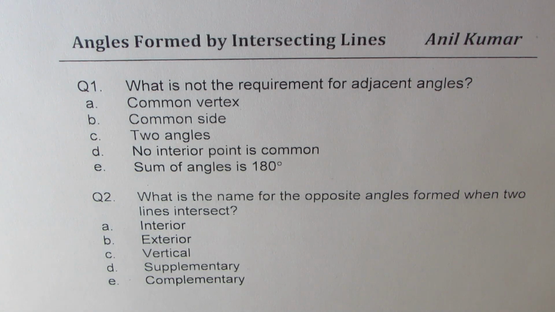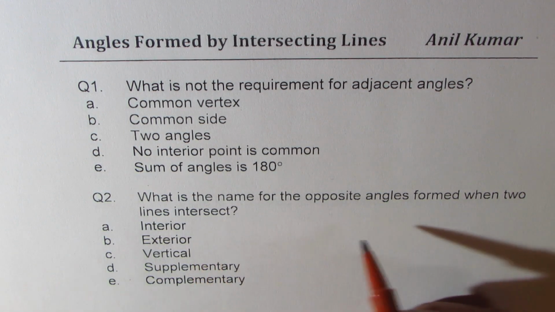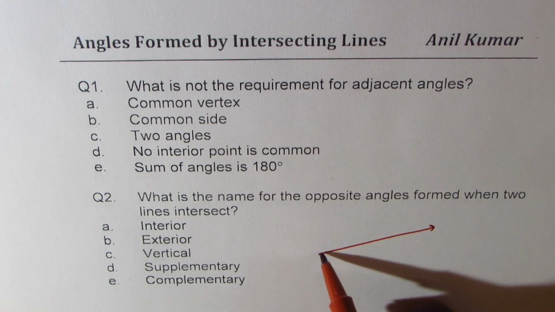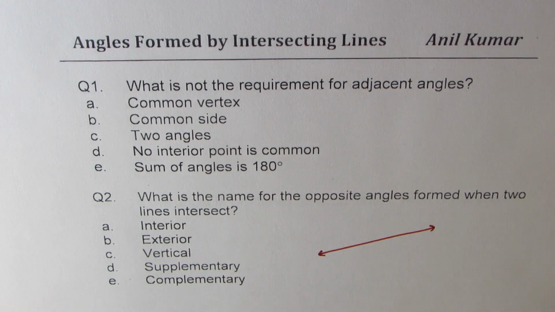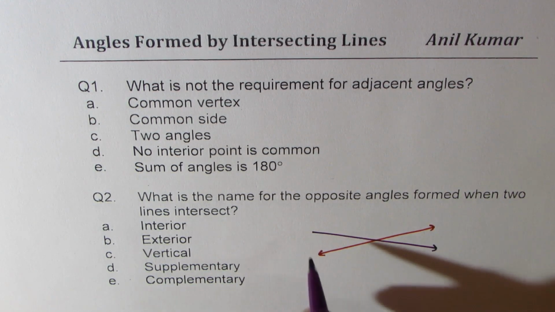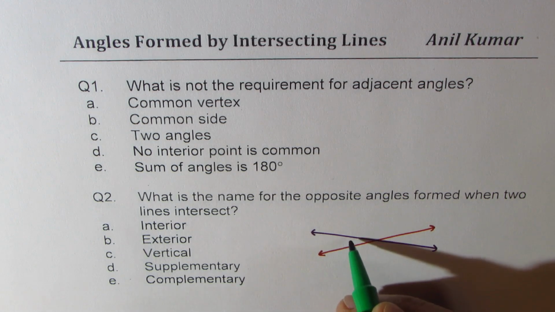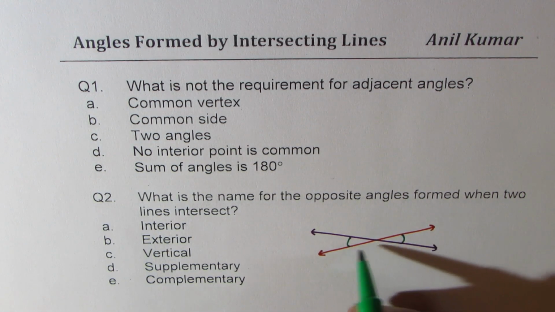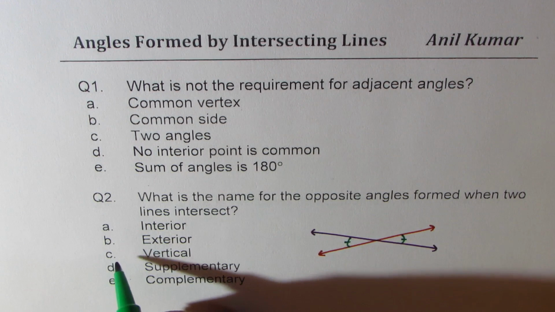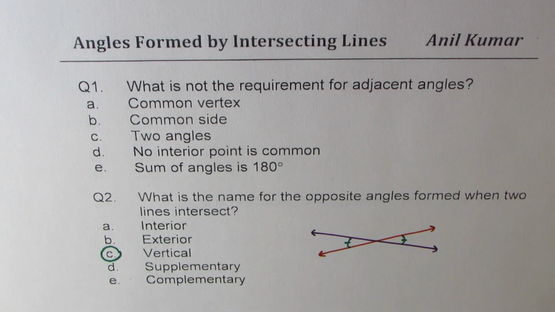Now let's try to answer them. So when two lines intersect, let's just draw these two lines here. Intersecting lines means kind of like this. Then the angles formed, which are opposite angles, are called vertically opposite angles, right? So these are vertical angles. So that's the answer for question 2.